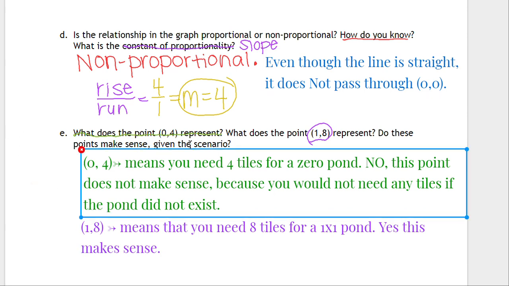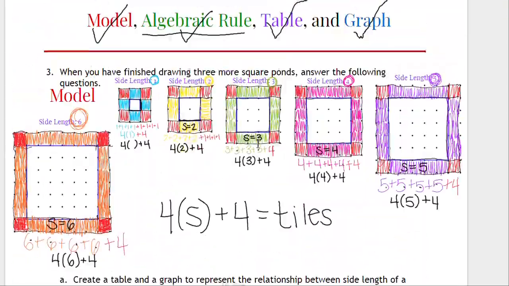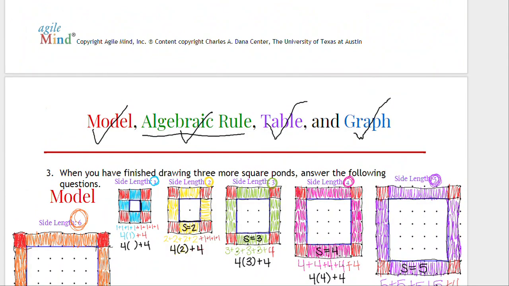So that was a very thorough lesson on the 4 representations of a function. And I hope you learned something in these last 2 days.